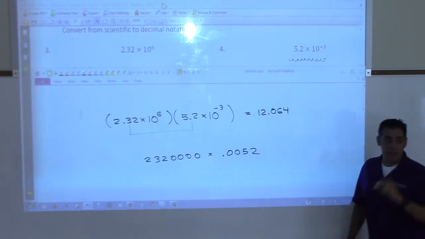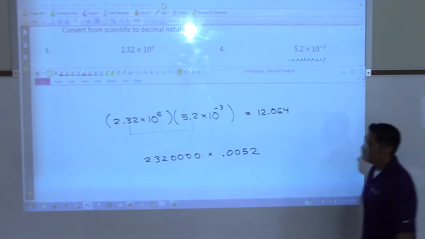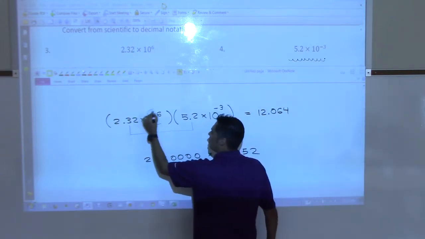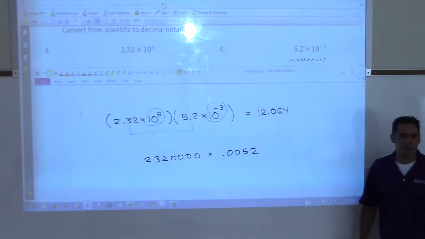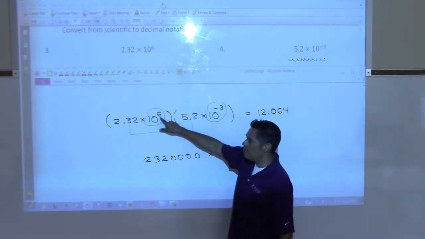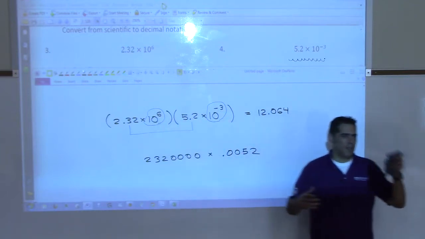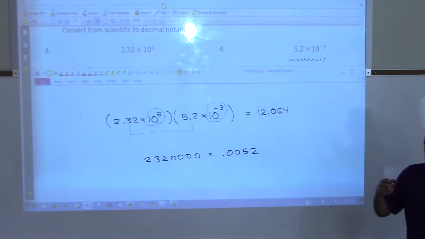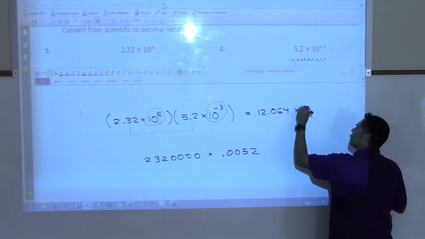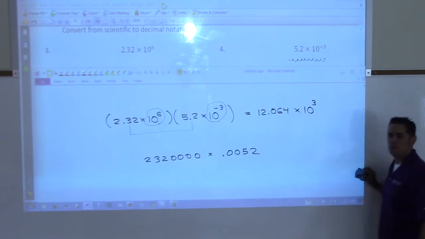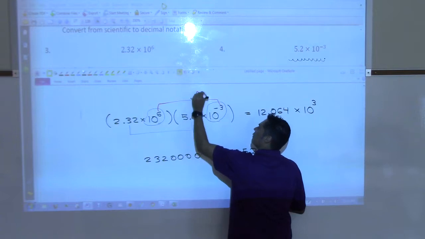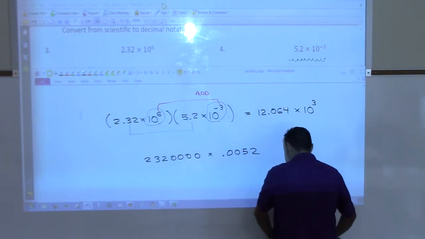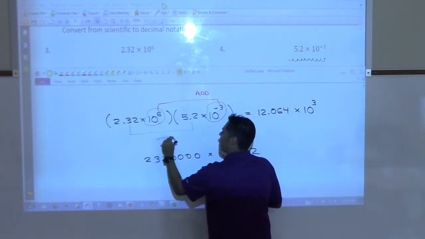12.064. Okay, so that's what you do first. And then you look at this one and this one. And what you do is you add the numbers that are up top. So see how you have 6 here, and you have negative 3 here? What would happen if you take 6 and add negative 3? That'd be 3, right? That's the same as positive 3. So what you're going to do here is put times 10 to the positive 3. Right? So there you're just taking these two and adding. And then these two you are multiplying.